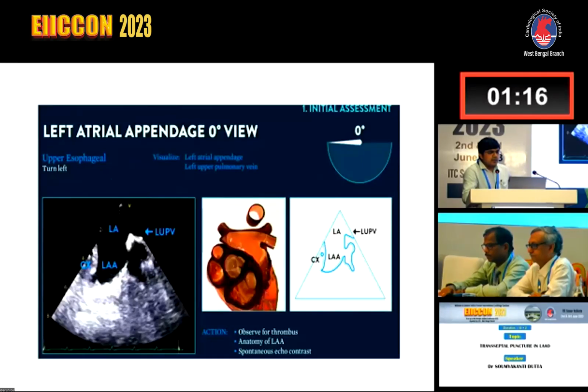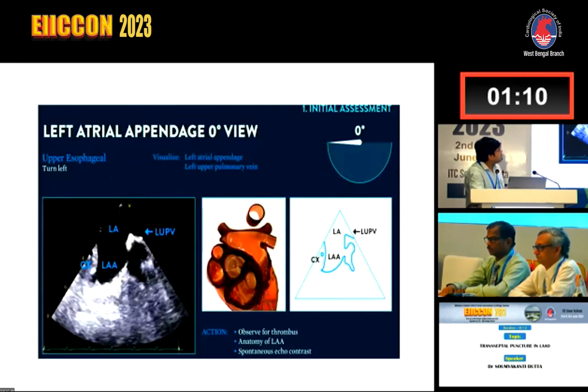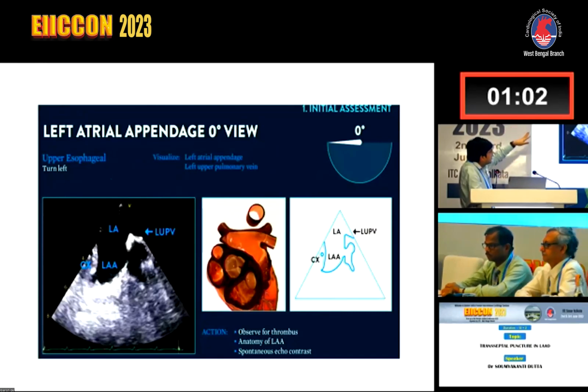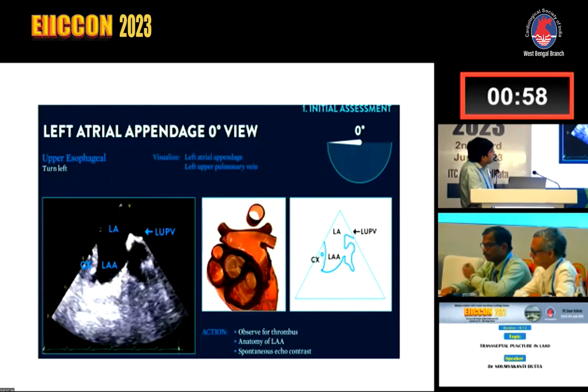The left atrial appendage through the transesophageal approach, we generally evaluate in the upper esophageal position at the 0 degree view. If I analyze this picture, the left atrium to left atrial appendage is generally straight, unless it is a cactus or the chicken wing type, and it is close to the left upper pulmonary vein.